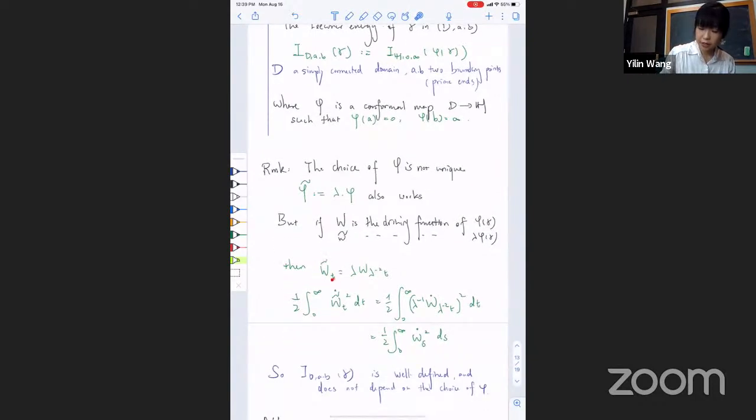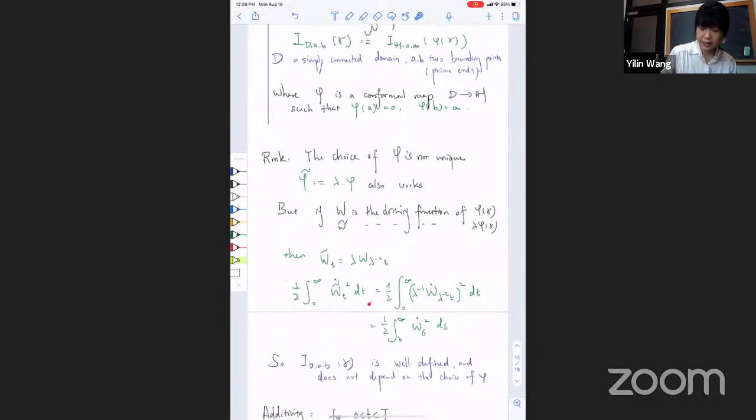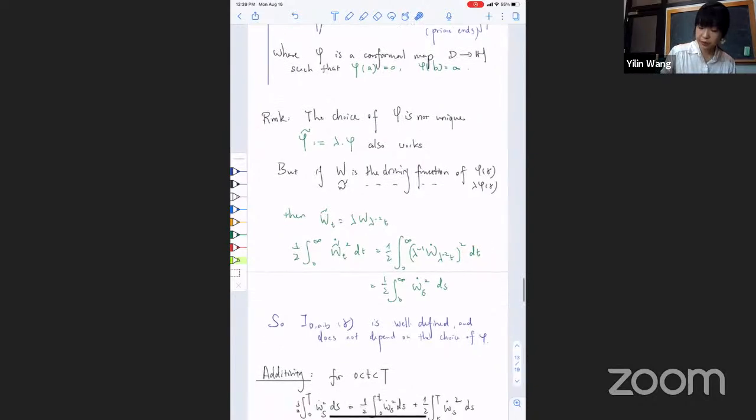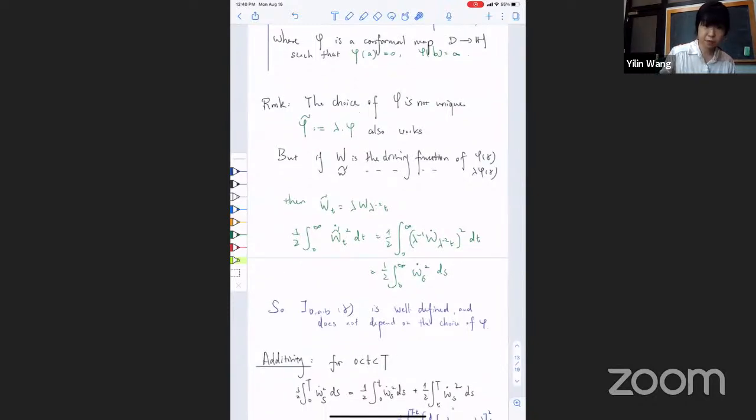So the driving function of the scaled curve is just lambda times w at time lambda to the power minus 2 times t. And its Dirichlet energy would just be you taking its time derivative. Here you will pick up a lambda to the power minus 2, and lambda becomes lambda inverse. And after a change of variable, here you will just find out this is the Dirichlet energy of the original driving function. So the definition of the Loewner energy doesn't depend on which phi you choose.